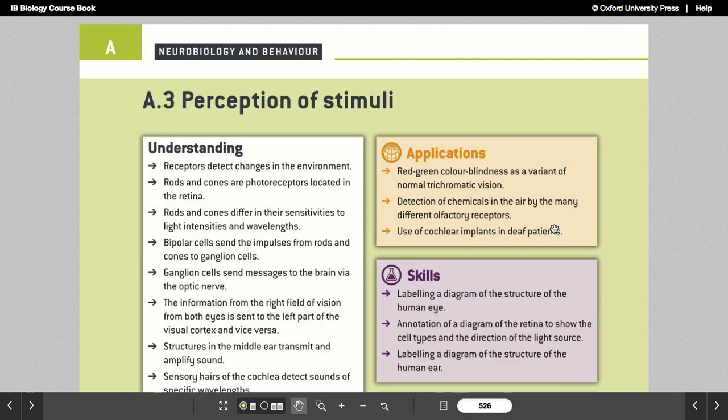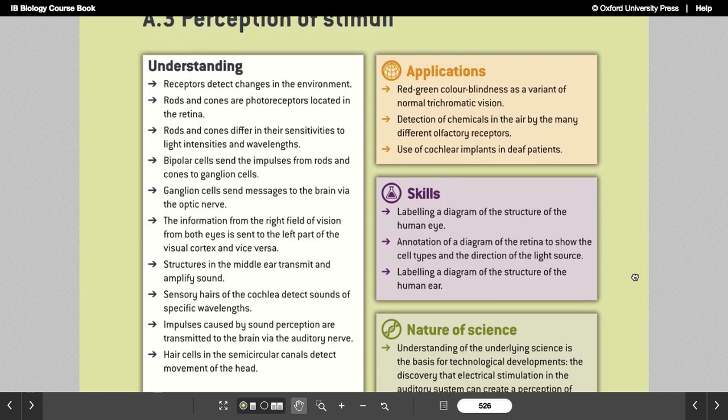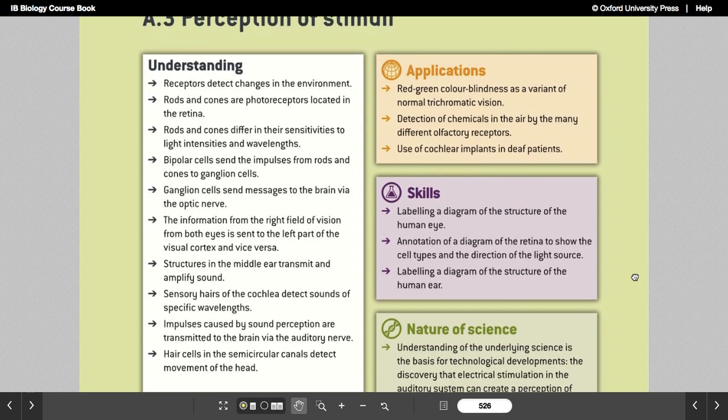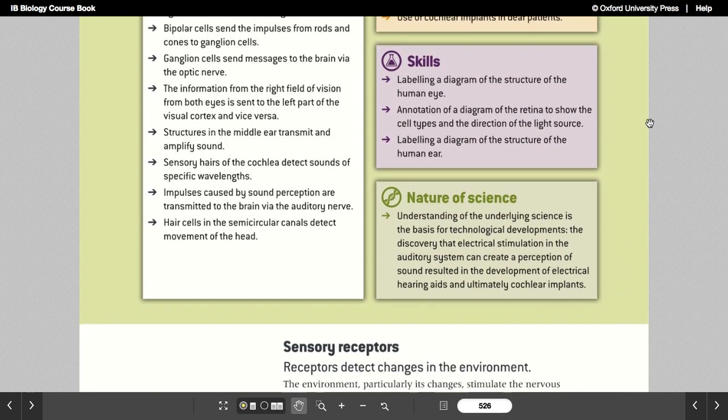Okay, and that leads us over to perception of stimuli, which is the last one, maybe second to last one we talked about last year. This is the chapter where we're talking about how we get information from our eyes and how we get information from our ears.